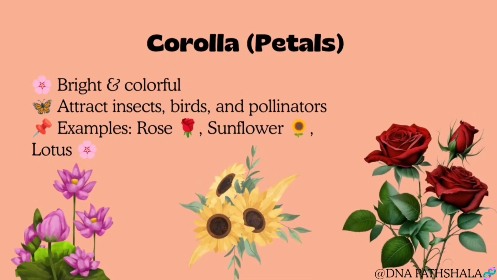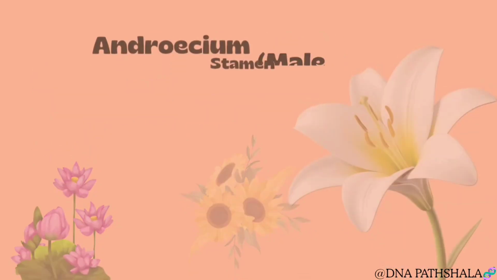Next is corolla, the colorful petals. They are like advertisements in nature. Their bright colors and sweet fragrance attract the pollinators. Think about roses, sunflowers, or lotus. Their beauty is not just for us, it's mainly to invite the bees and butterflies, which will help in pollination.